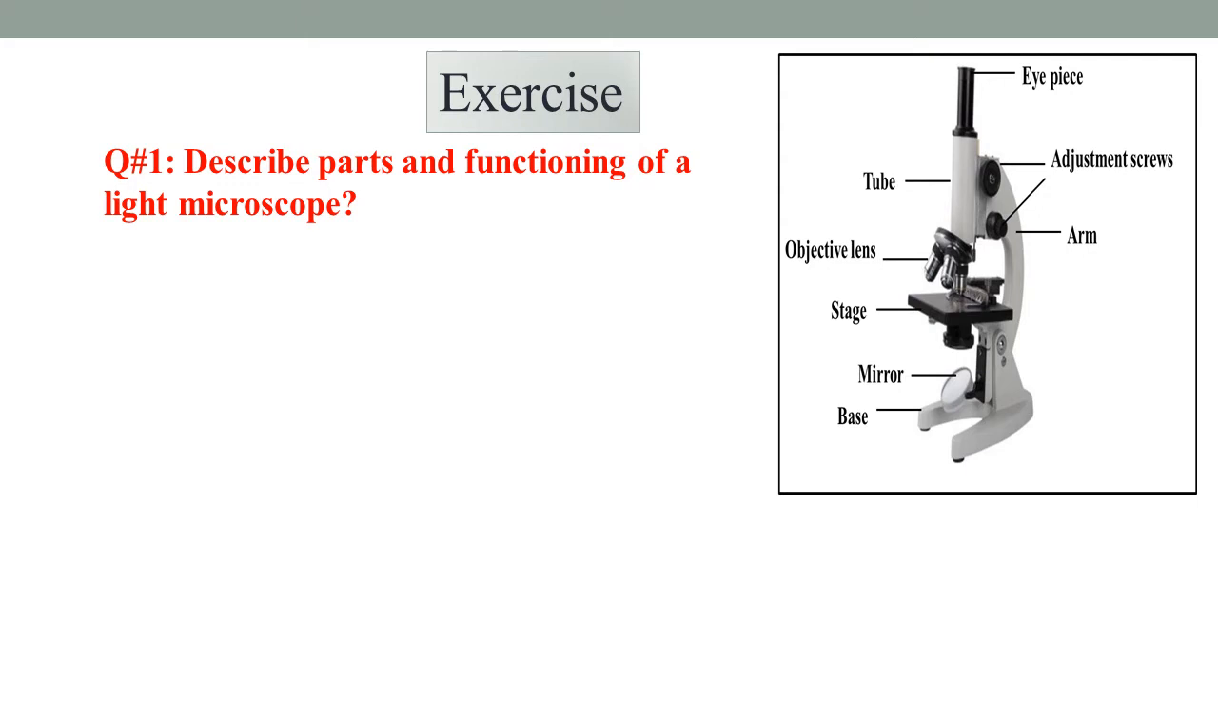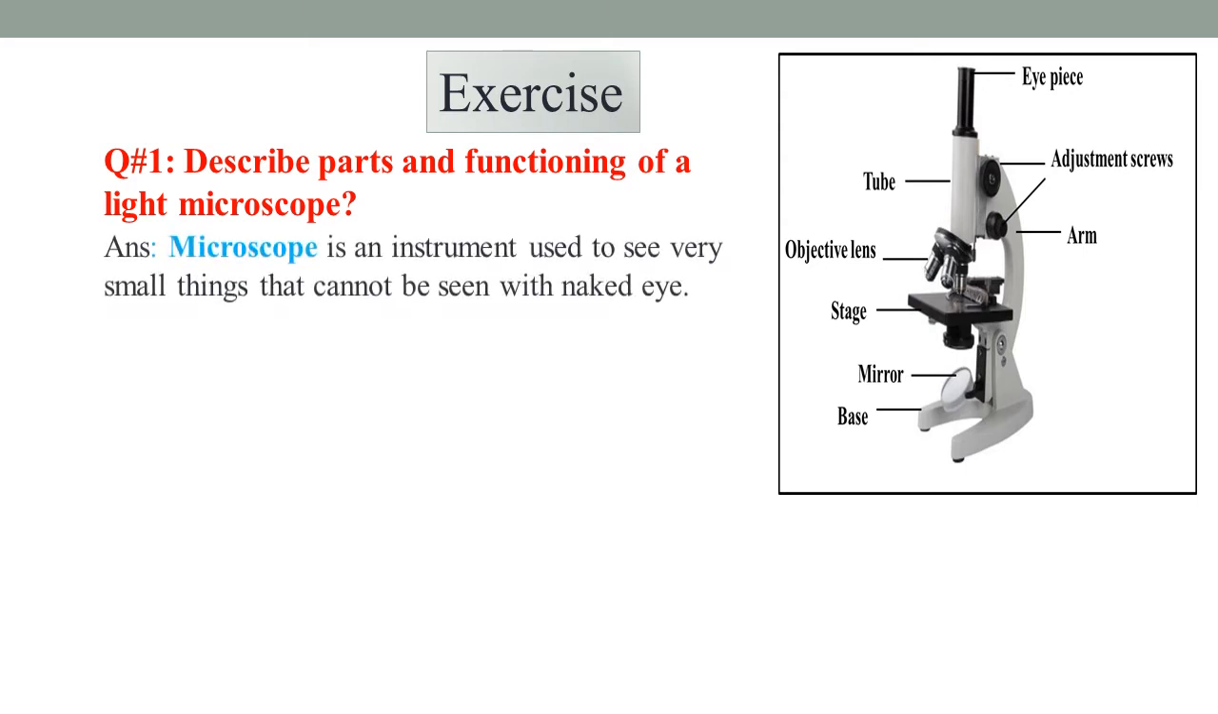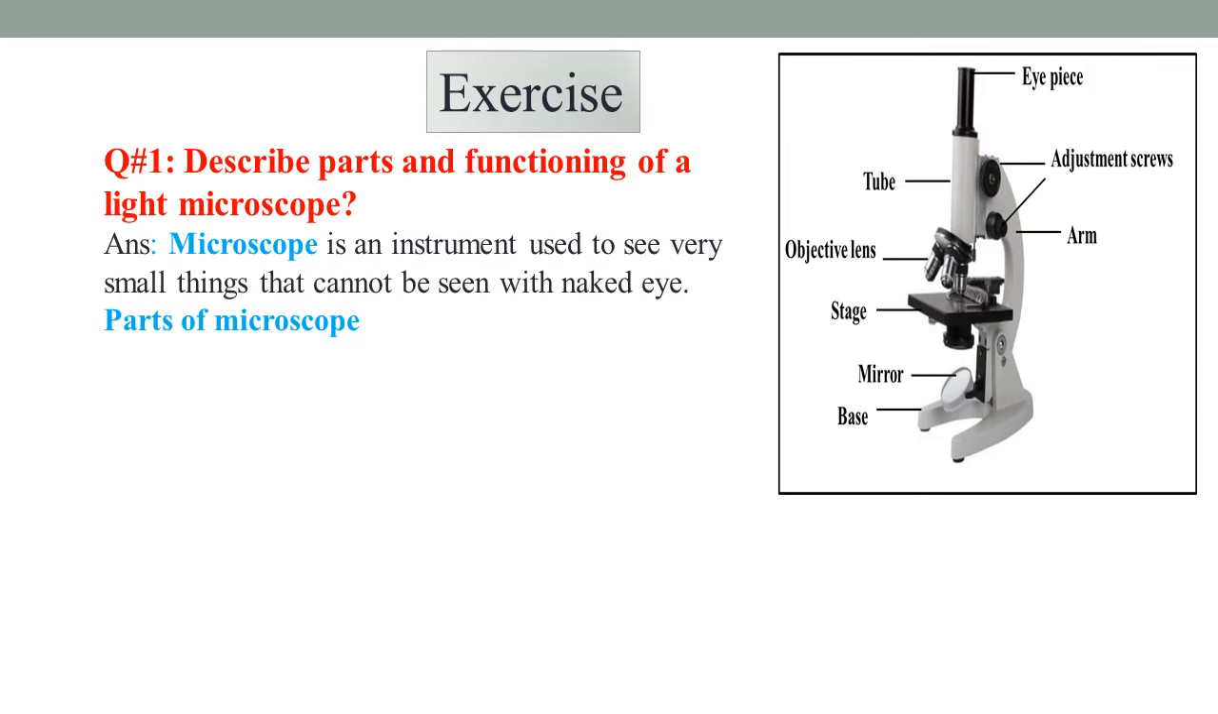Students, you know that a microscope is an instrument that is used to see very small things that cannot be seen with naked eye, as its name also reveals that micro is for small and scope means to view. So with the help of microscope we can view small things. Now we will discuss the parts of microscope along with their functions.